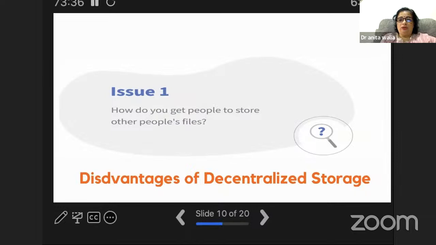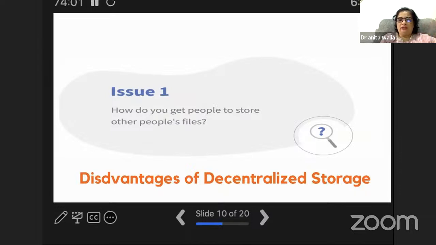So in the traditional P2P file sharing model, which I showed you with BitTorrent, where people were sharing files that other people wanted, like music and movies, getting other people to store your file was not difficult because the incentive was to have access to the file. If you are accessing somebody's file, the other person is also able to access your movie or something. So it is reciprocal.